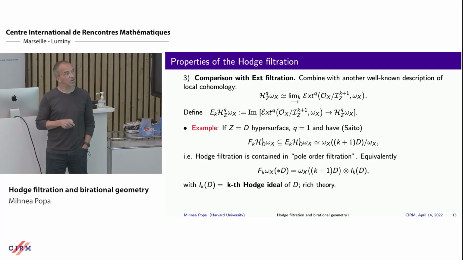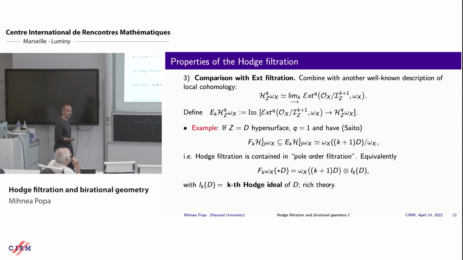It's easier to say in terms of localizations, because we don't have to divide by this ω_X anymore. The equivalent statement is that the Hodge filtration on the localization along a hypersurface is contained in this line bundle, and therefore it has to be equal to this line bundle times some ideal sheaf, a coherent sheaf of ideals, which is what we call Hodge ideals. Many of you have heard us talk about Hodge ideals over the last few years. It's a very rich theory. It's basically the theory and the applications of the Hodge filtration in codimension 1.